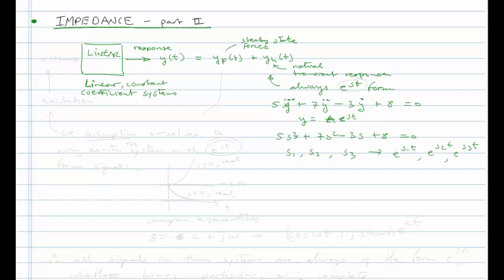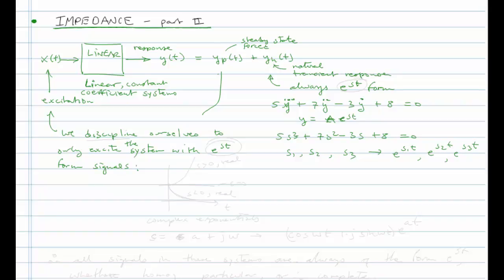Then what we're going to do is, let's say I have some kind of excitation, so I'll say x going in. This is my excitation. We're going to discipline ourselves to only excite the system with signals of the form e to the st.